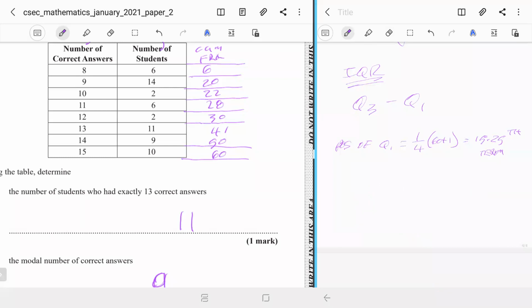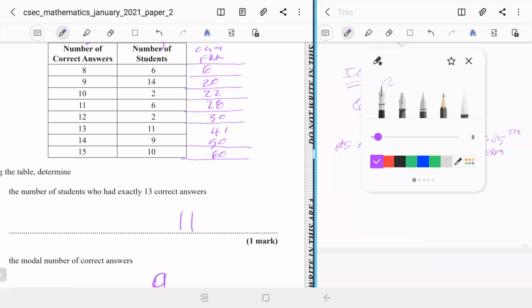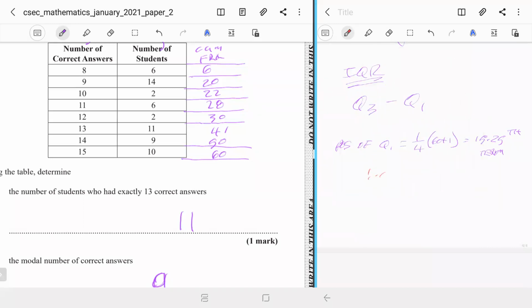And then now the position of Q3. So when I find the 15th, let's work out this one. So we can say, therefore, Q1 is equal to the 15th mark plus the 16th mark divided by 2. 15th mark plus the 16th mark divided by 2.